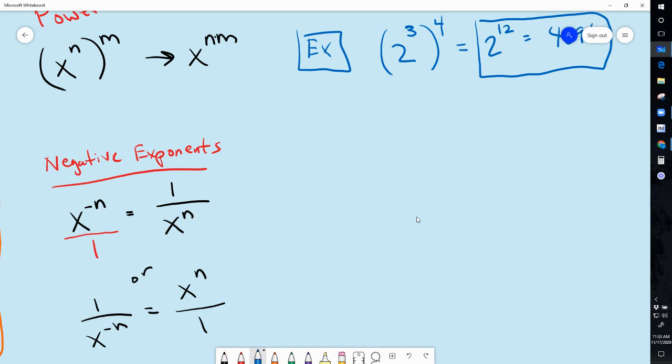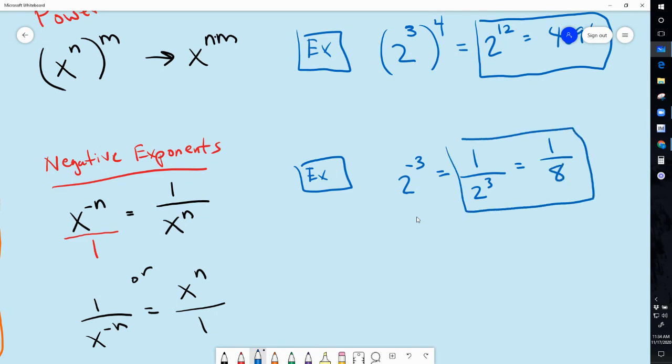An example would be, I'll just do an example of both ways. Let's say I had 2 to the negative third power. That's the same thing as 1 over 2 to the third. And 2 to the third equals 8. So 1/8 was your answer there. If I did another one, let's say I had 1 over 2 to the negative fourth power. That's the same thing as 2 to the positive 4 power, which equals 16. Okay, so there's two examples of that and how that's used.